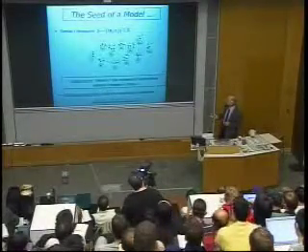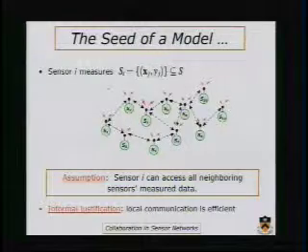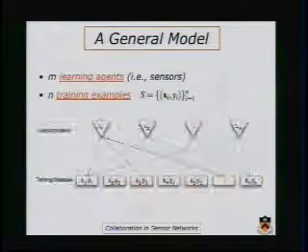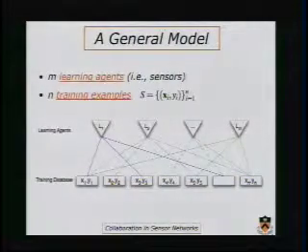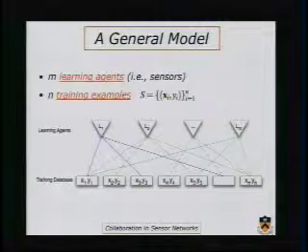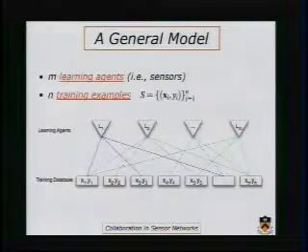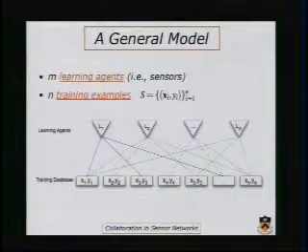The justification for this is that it's efficient to communicate over short distances because the diffusion losses are small, but if you want to communicate over long distances, you're going to have large diffusion losses and shadowing and other things. So this motivates a model where we think about having learning agents. In our case, these are the sensors, and say we have M of those. And we have a database of training examples, N of those. These are the exemplars I mentioned before.